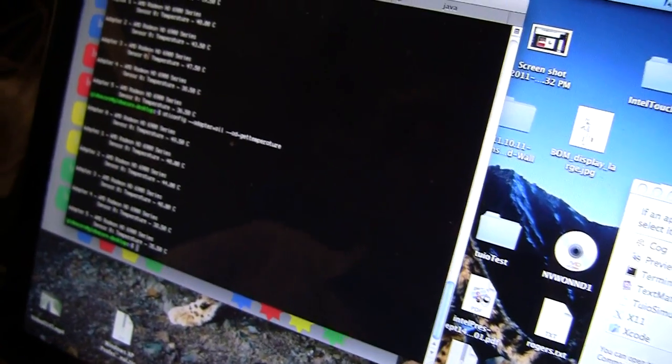Compared to now, we have the hottest one at 39.5 and the coolest one at 35.5. That's what we have here.